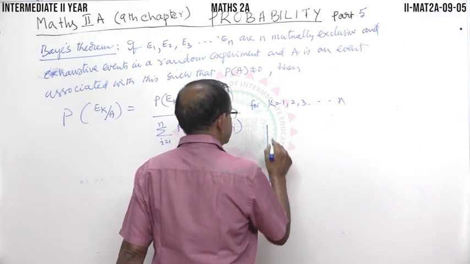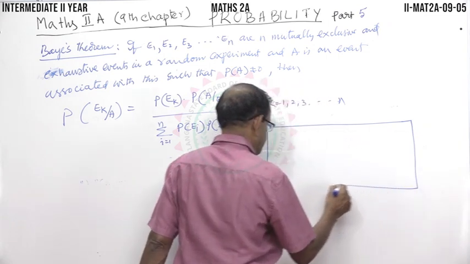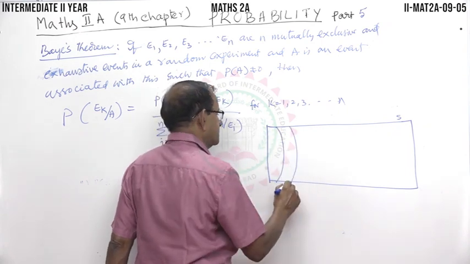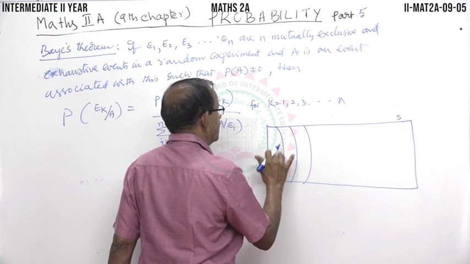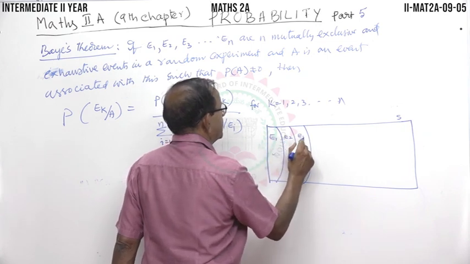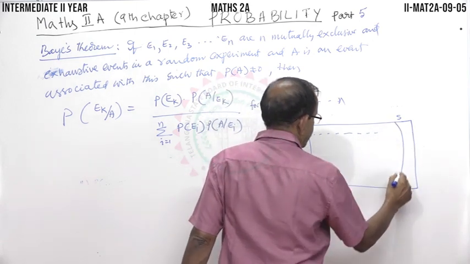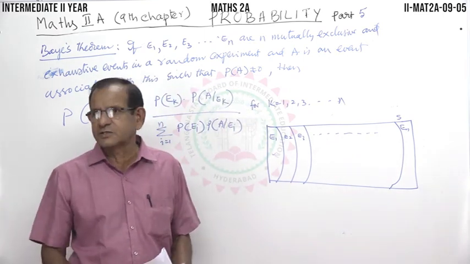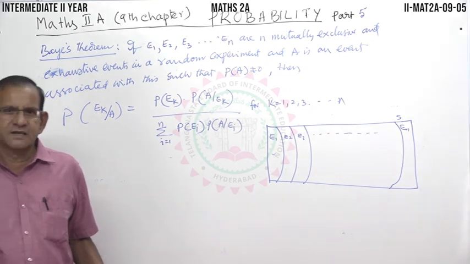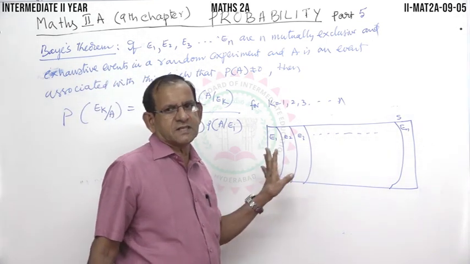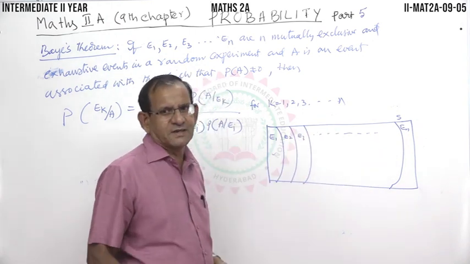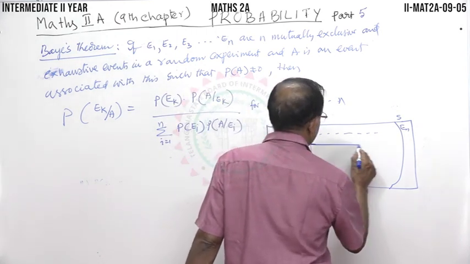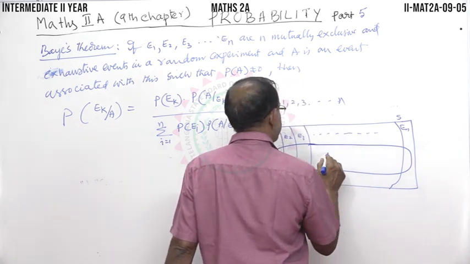Now you can take a diagram like this. This is the total sample space. Now let us divide this into n parts. This is E1, E2, E3 and so on. Last one is En. These are n mutually exclusive and exhaustive events, which means no other events are there except these. Union of all these is the total sample space. Now there is one more event in that experiment, that is A.